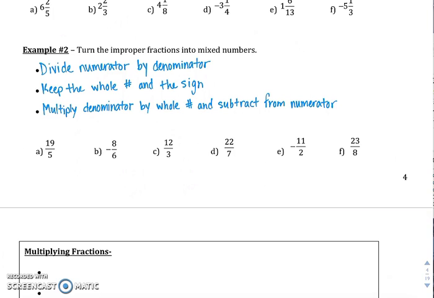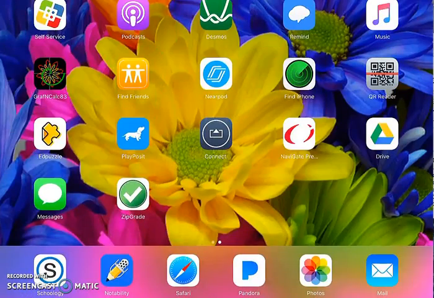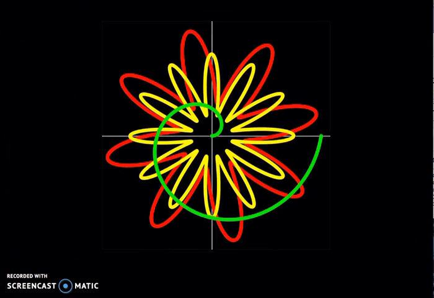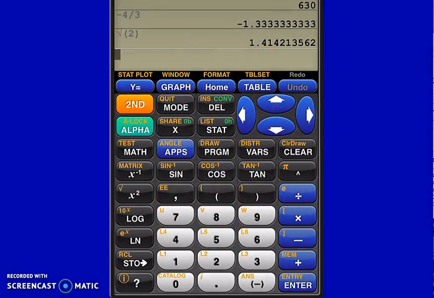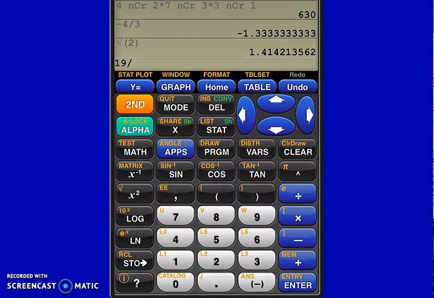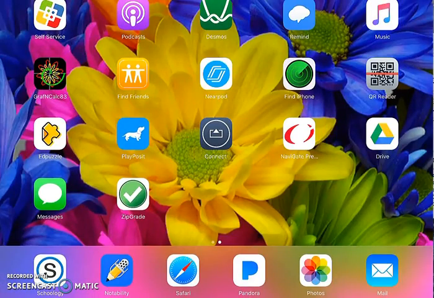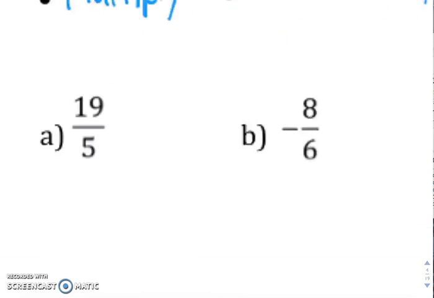So let's do some together here. I'm going to do them in my calculator also. So 19 fifths. The first thing we do is take 19 divided by 5, and we're going to keep the whole number. So what I mean by that is 19 divided by 5, we get a decimal, 3.8, but we want that whole number, so we're going to keep the 3. So I know that's the whole number on the outside.